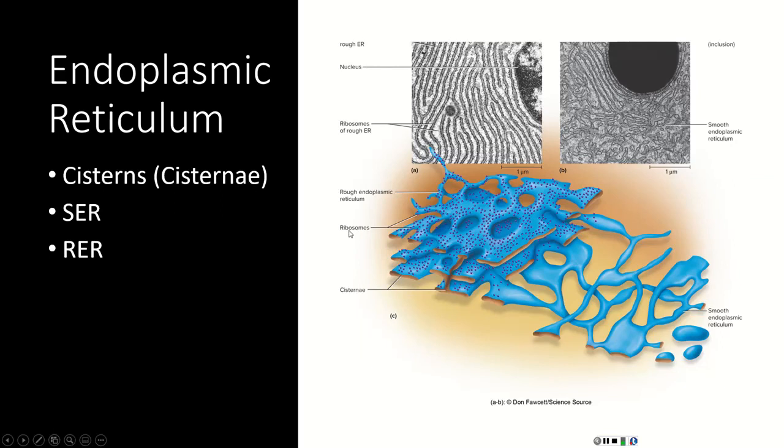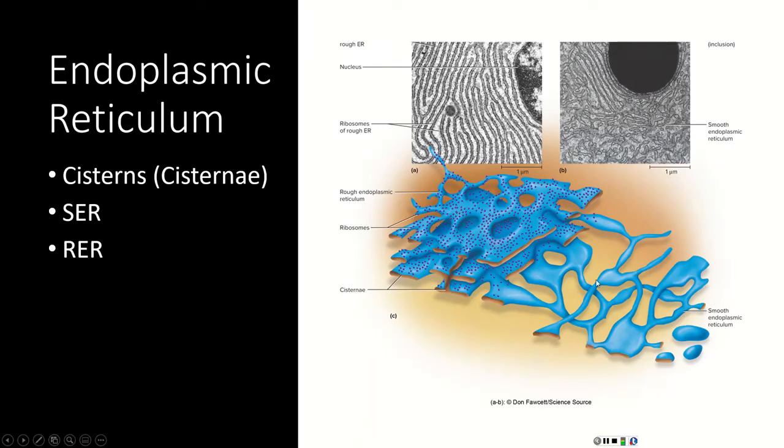Some ribosomes float around free in the cytoplasm. We call them free ribosomes. Some ribosomes are stuck to the endoplasmic reticulum. When that's the case, this endoplasmic reticulum is called the rough endoplasmic reticulum because it looks rough because of all the ribosomes. Now we can abbreviate this smooth ER or SER. We can abbreviate the rough as the RER or the rough ER. So you're welcome to abbreviate both of those, smooth ER or SER, rough ER or RER.